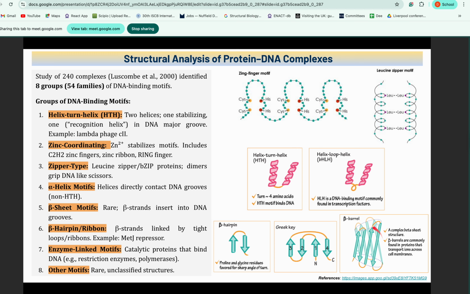Similarly, it forms the structure of a barrel in which multiple beta sheets are running anti-parallel to one another. This is referred to as a beta barrel. This is a complex beta sheet structure, and beta barrels are commonly found in proteins that transport ions across cell membranes. So for proteins which are involved in transportation, we'll see a beta barrel kind of motif. These are some of the examples of the DNA binding motifs which are studied and well known.